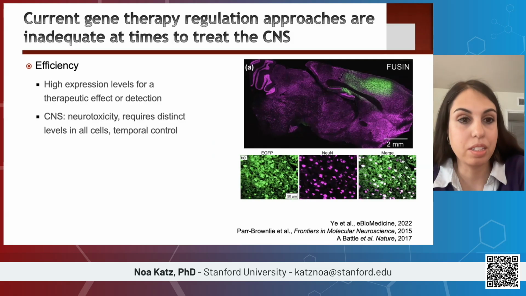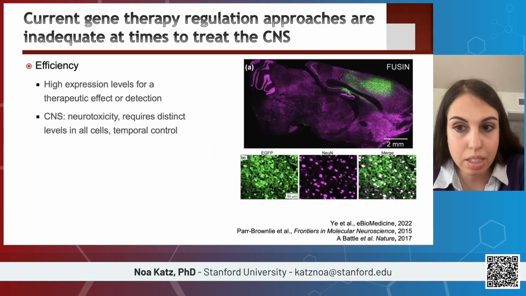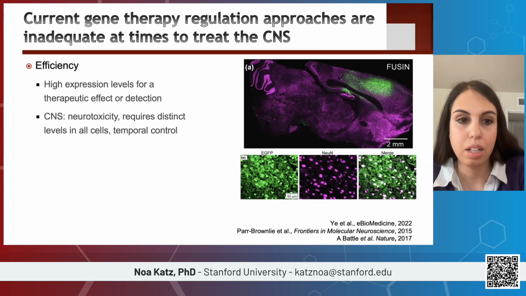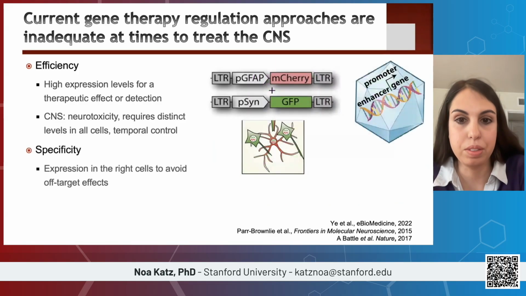However, high expression is not always the best when we talk about the CNS, as sometimes we have neurotoxicity due to prolonged transient expression. And so we need to create a way to do distinct expression levels in all cells, and hopefully also some sort of temporal control to limit the time frame of expression. The second avenue is specificity, essentially expressing it in the right cells to avoid off-target effects.